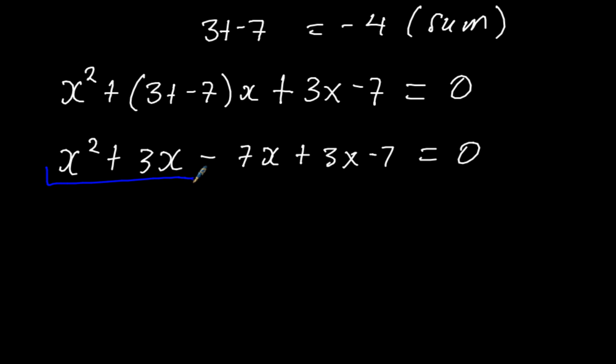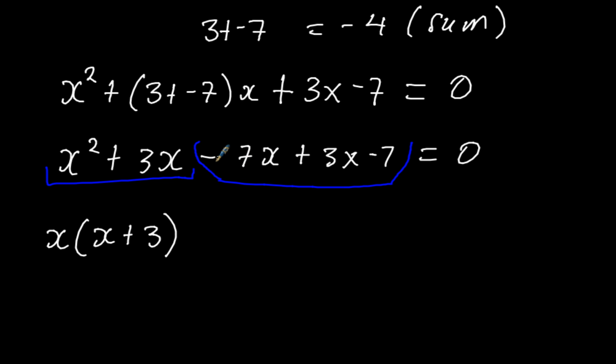We pair these two and also pair this. So for the first pair, the common term is x, and you are left with x plus 3. Then for this, the common term is negative 7, because here you have minus 7 and also you have a minus 7 there. So it will be minus 7 into, we are left with x plus 3.